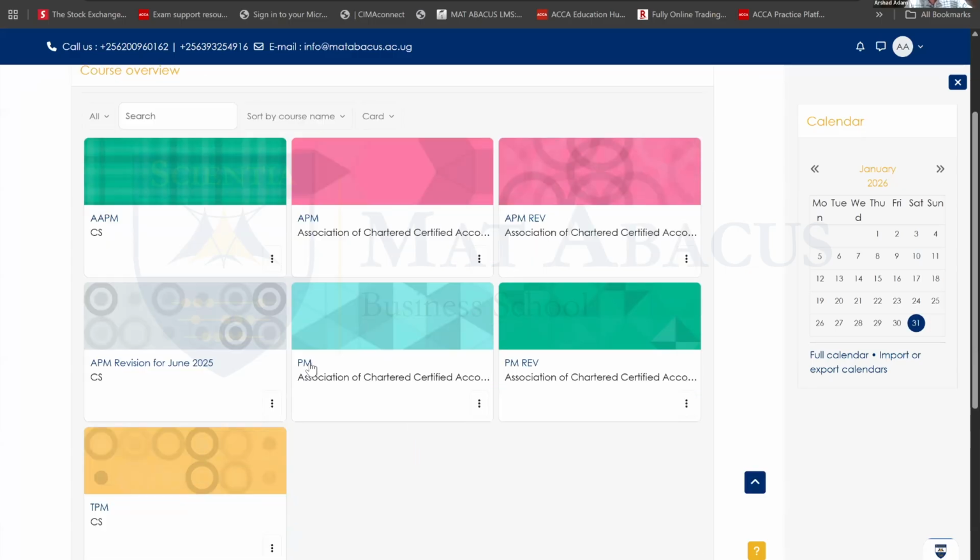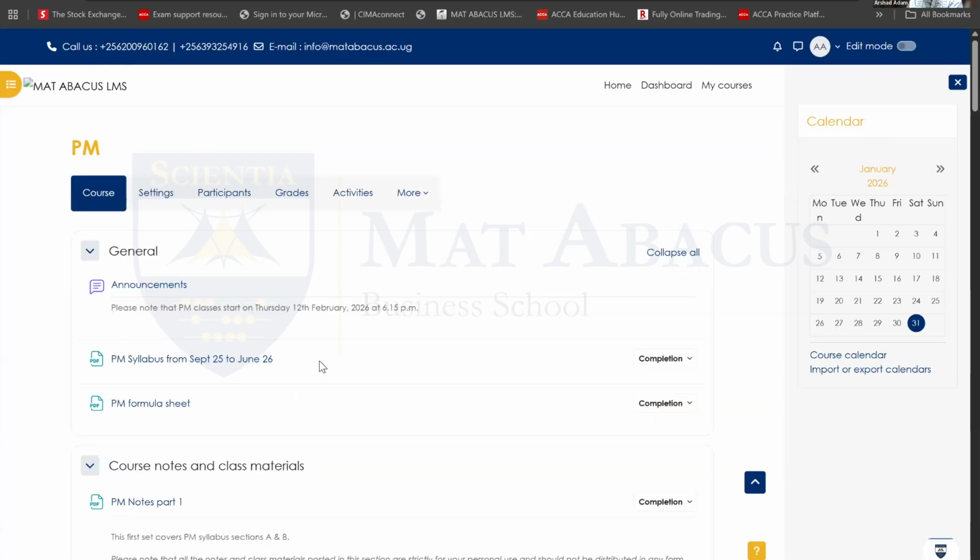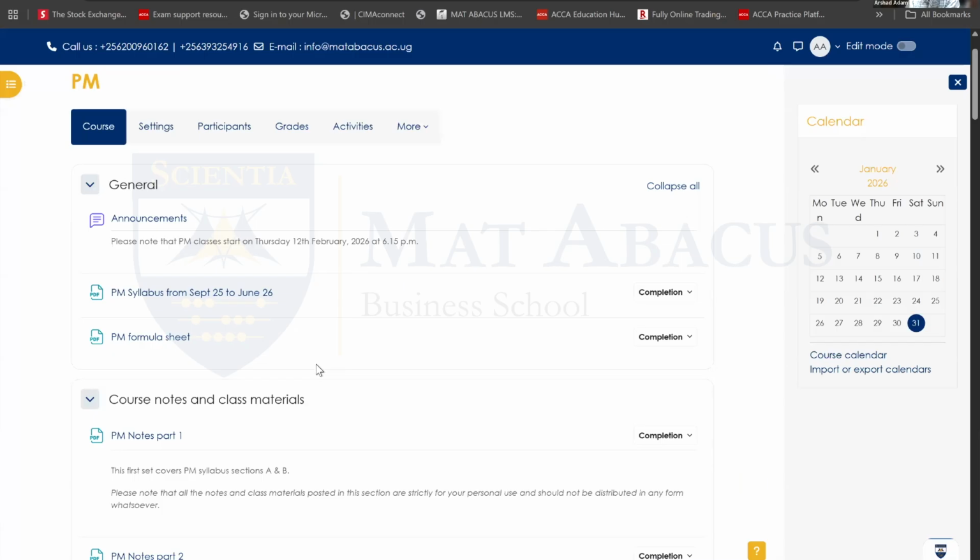Then this one you click. If you're registered, you'll be able to access this. This is your LMS. This is where I interact with you online, apart from the class. So you open this. Now this is where we put all the resources that I want to cover and that I have covered in class. It's all there. There's an announcement: please note that PM classes start on Thursday, 12 February, sorry, not 11, 12 February at 6:15 p.m. in Kampala at MAT Abacus.